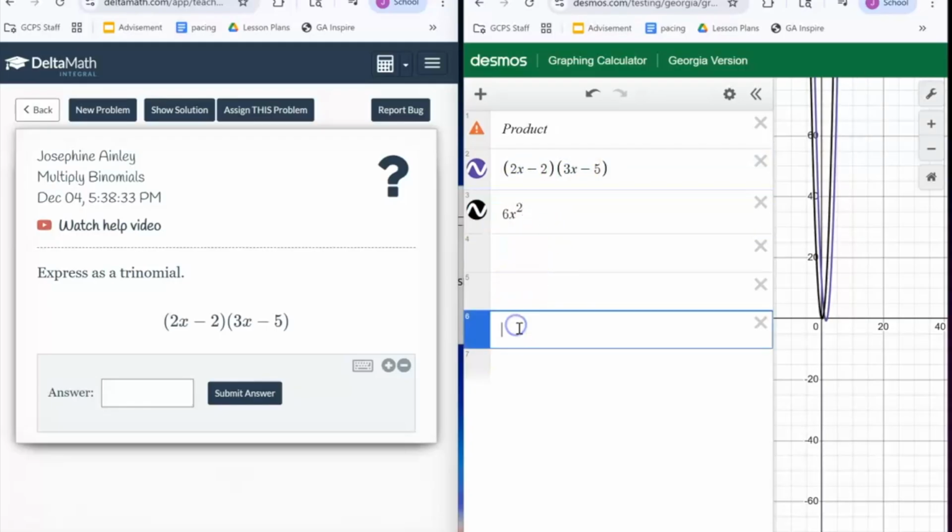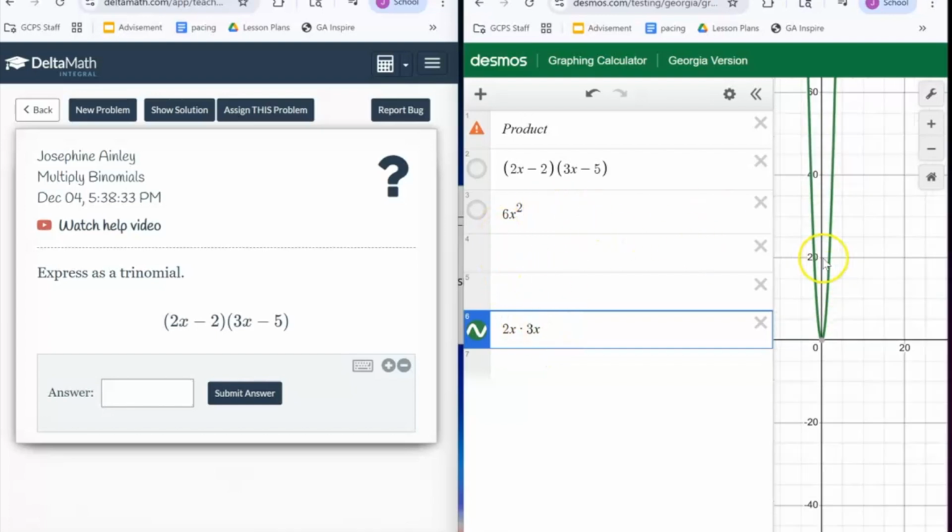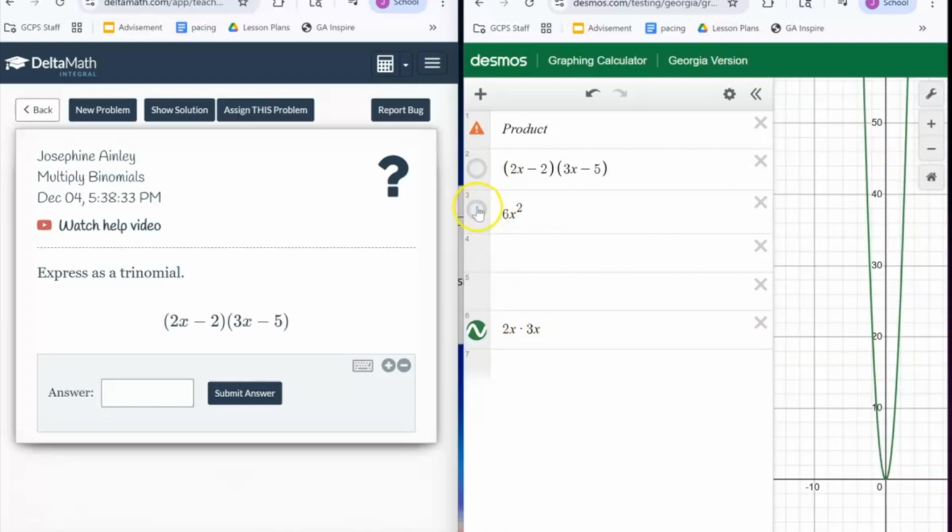And again, I can check that, right? 2x times 3x. I want to hide these real quick. And I think that is going to be 6x squared. So I'm going to zoom in here and click that. Does it match? Yes, it does. So I did that correctly.